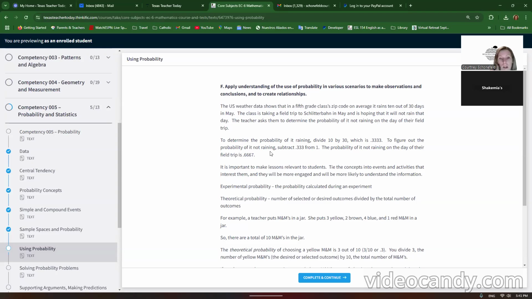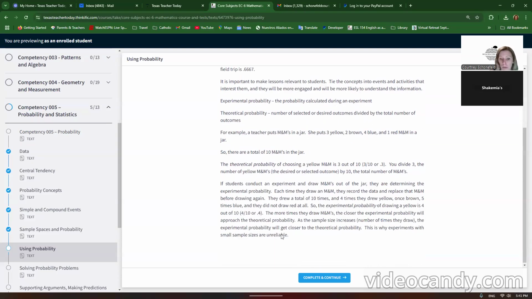And they ask questions like that all the time about how can we get the experimental probability closer to theoretical by doing more experiments, more repetitions.